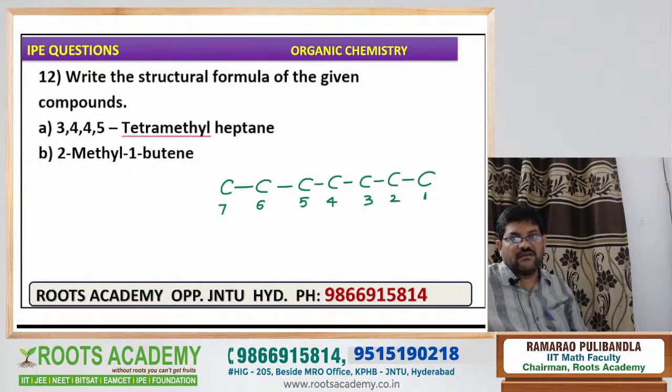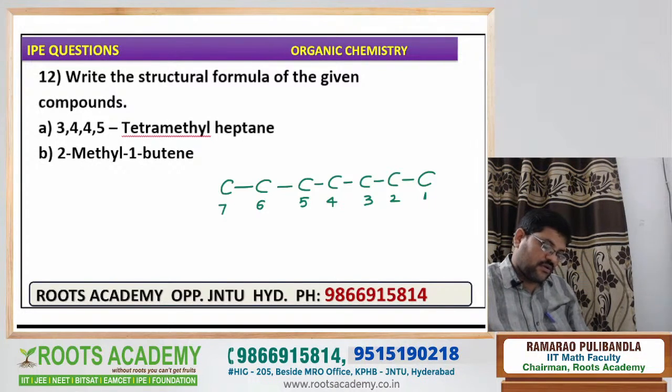Is it clear? First carbon, second carbon, and what? Third carbon, fourth carbon, like that. Clear? Any doubt you have? Right. Now see, regarding that point. Now 3, 4, 5.